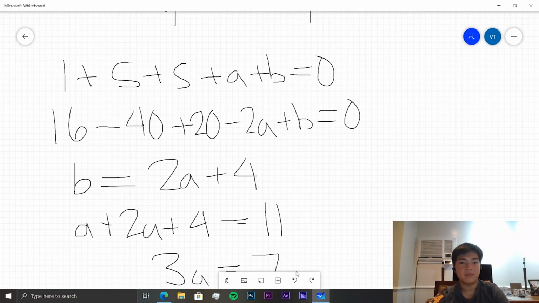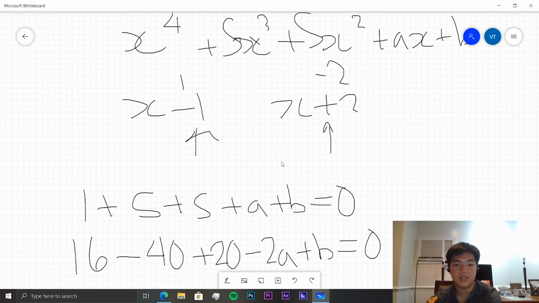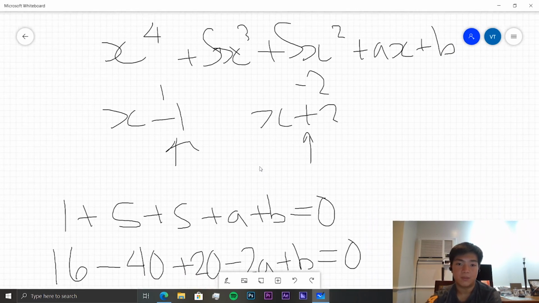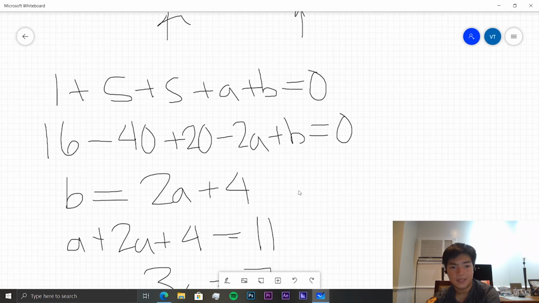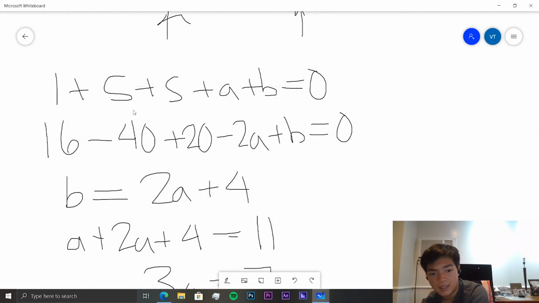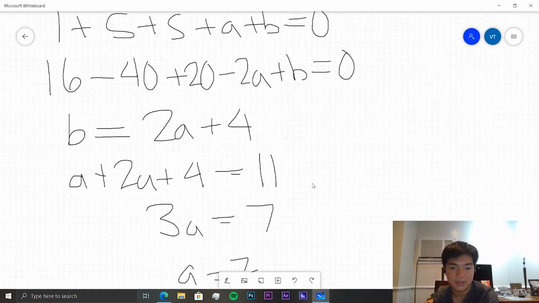I think I might have made a mistake somewhere. Let's go through it again. x to the 4 plus 5x cubed plus 5x squared plus ax plus b. I don't see any problems. We added up something wrong. It should be 11. Oh, it should be minus 11. Sorry.